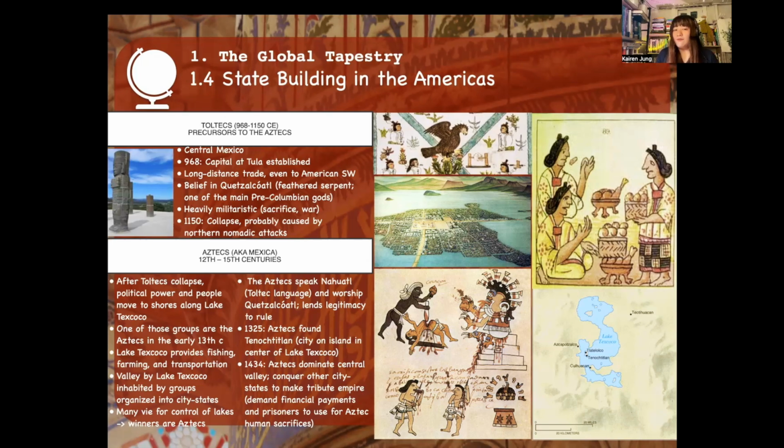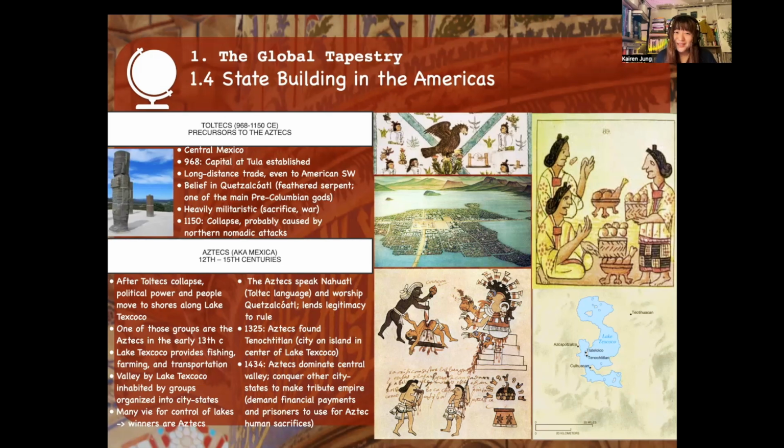In 1325, the Aztecs founded Tenochtitlan, which is a city on an island in the center of Lake Texcoco. Now, when you have a city in the middle of an island, what happens? You can't let your population expand too widely or too quickly. You have to have a method of population control. Some people say that that's where the human sacrifice element came in. Again, controversial. Why was it founded there? Because an eagle was sitting on a cactus there.